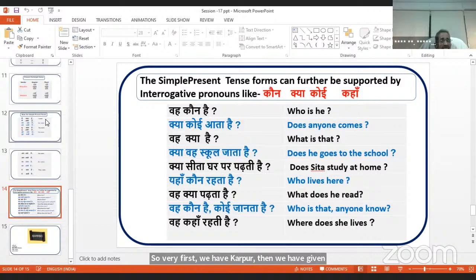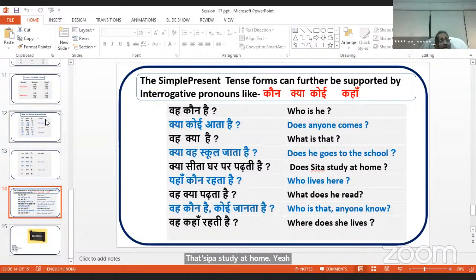Base sentence is सीता पढ़ती है. सीता घर पर पढ़ती है. क्या सीता घर पर पढ़ती है? Does सीता study at home?